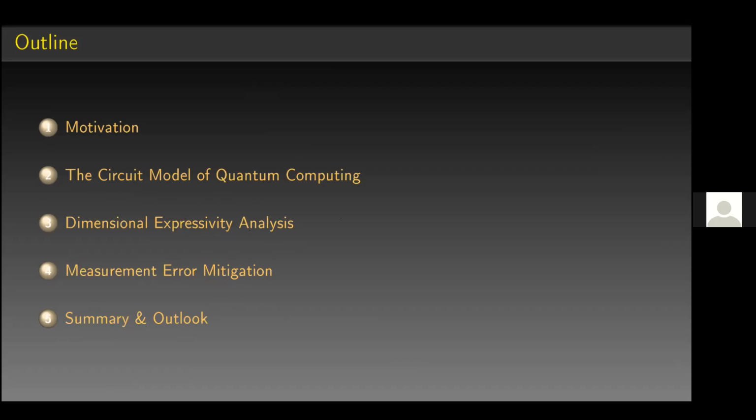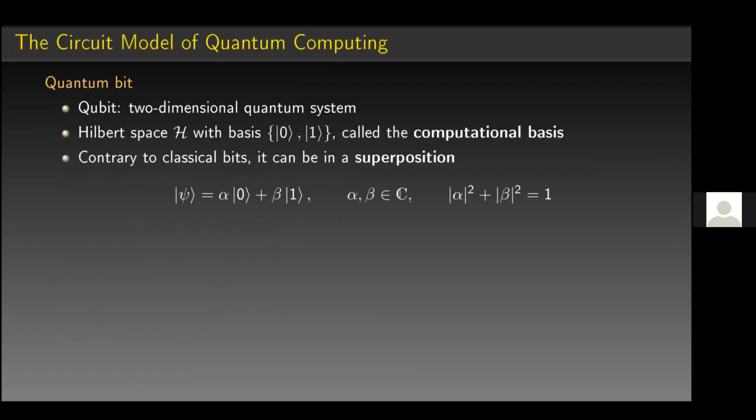So let's start with the circuit model of quantum computing. The first thing we need is the quantum analog of classical bits. And it's basically just a two-dimensional quantum system. And in analogy to classical computing, we label the basis states of the Hilbert space with a 0 and 1, just like the states 0 and 1 of a classical bit.